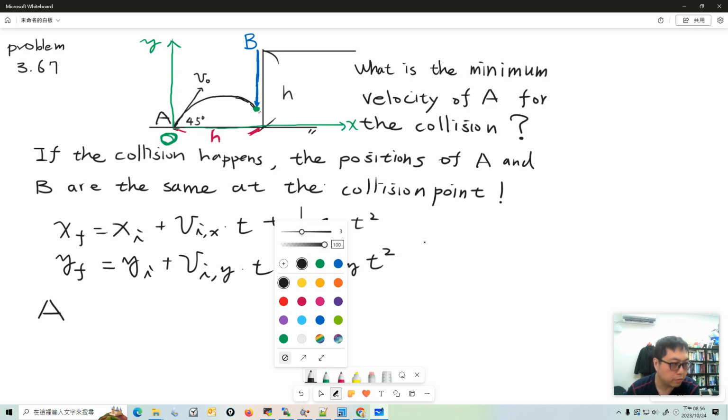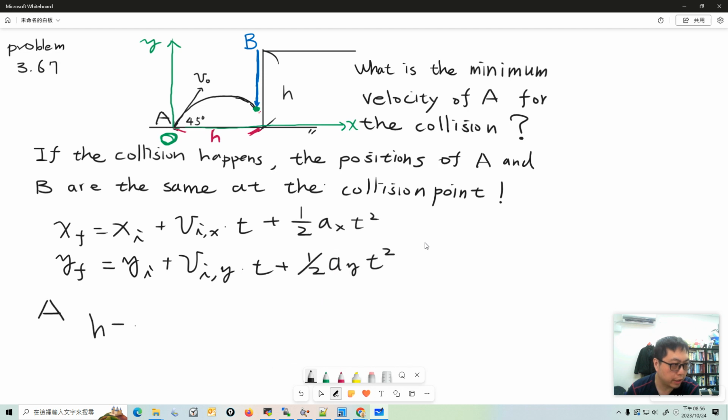For A, xf is h, and xi is 0. Your x component of initial velocity is v naught times cosine 45 degrees. The flying time, I don't know, so it's t. Also, this motion does not have any acceleration in the x direction, so that's 0. Okay, so let's finish here.